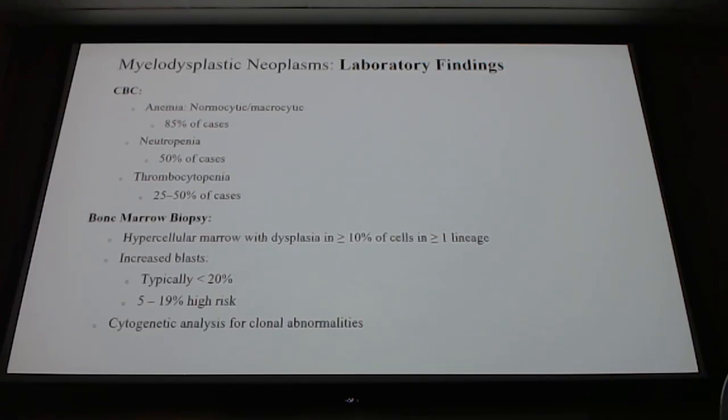If it's greater than 20%, what are we thinking? We're thinking leukemia, right? AML. So that's why we talked about previously there's an increased risk for it. So you could almost think like this is a precursor to AML.